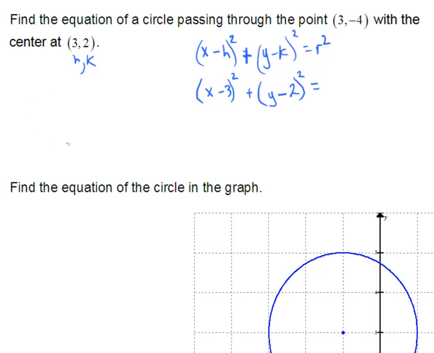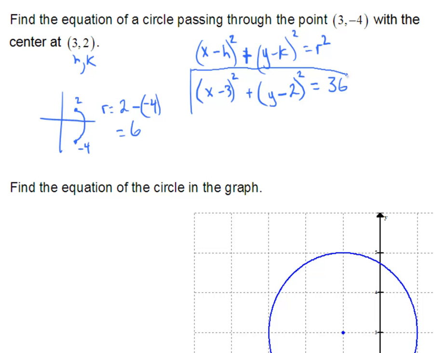So if you think about that, that's a point at 3, 2. If I just quickly sketch it, 1, 2, 3, 1, 2 would be here somewhere. 3, negative 4 would be down here somewhere. Because the x-coordinate of both is 3, I just need to find the difference in y's to get the radius. So the radius is the y-coordinate, 2 minus negative 4, or the distance from here to here. This is 2, this is minus 4, the distance is equal to 6. So r is 6, r squared is 36, and that's the equation of that particular circle.